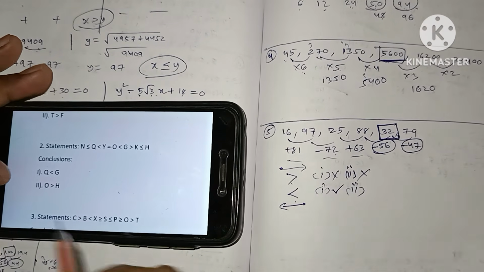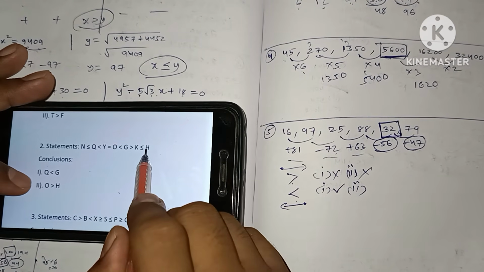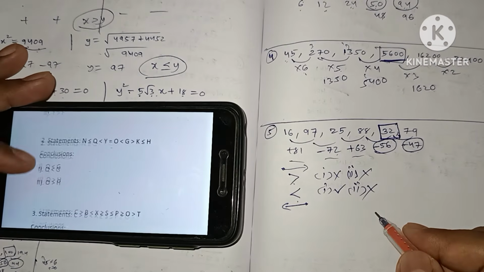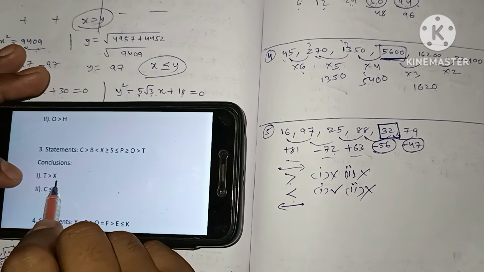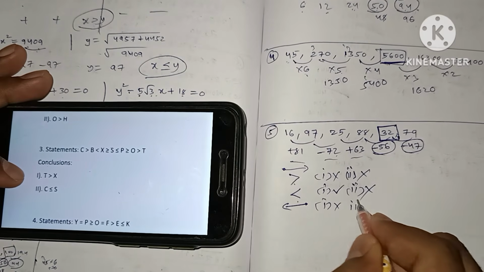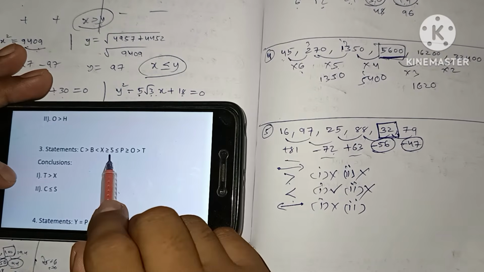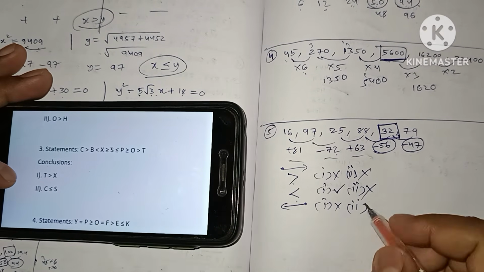Second conclusion, the flow from O to H. From O there is no flow to H. So second conclusion will be false. Third question, the flow from T to X. From T there is no flow, so first conclusion will be false. Second conclusion, the flow from S to C with everywhere equals to. From S there is no flow, so second conclusion is false.